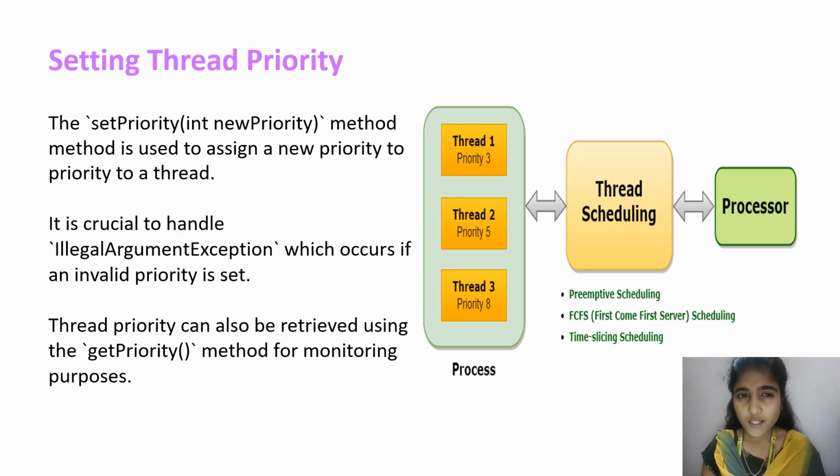Next is setting thread priority. The setPriority(int newPriority) method is used to assign a new priority to a thread. It is crucial to handle IllegalArgumentException, which occurs if an invalid priority is set. Thread priority can also be retrieved using the getPriority method for monitoring purposes.